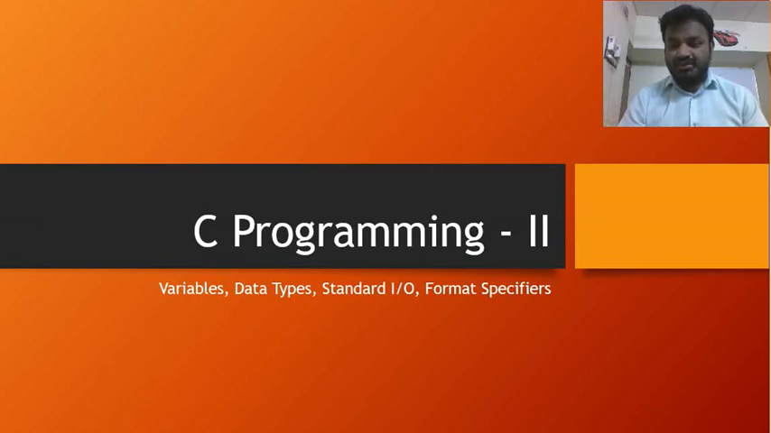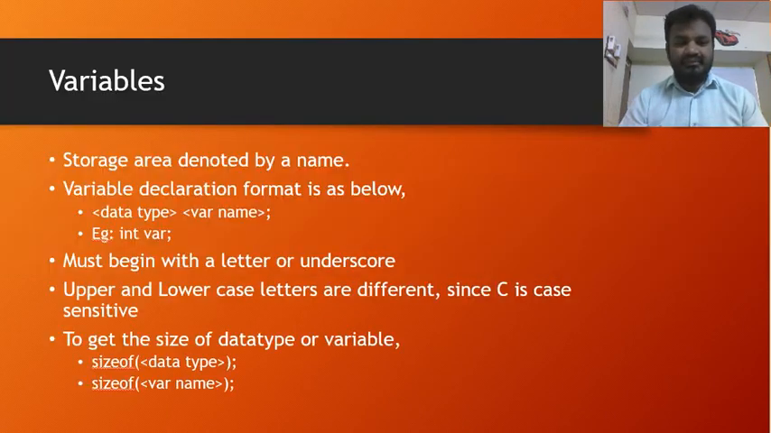C programming session 2. In this session we are going to see variables, data types and standard IO format specifiers. Basically, here we have variables. A variable is a storage area denoted by a name.